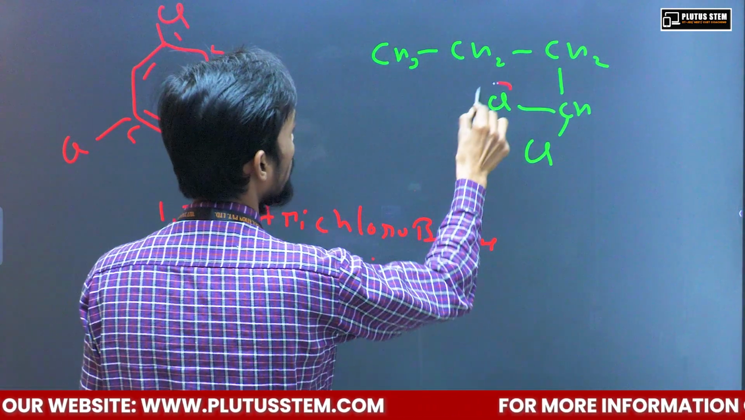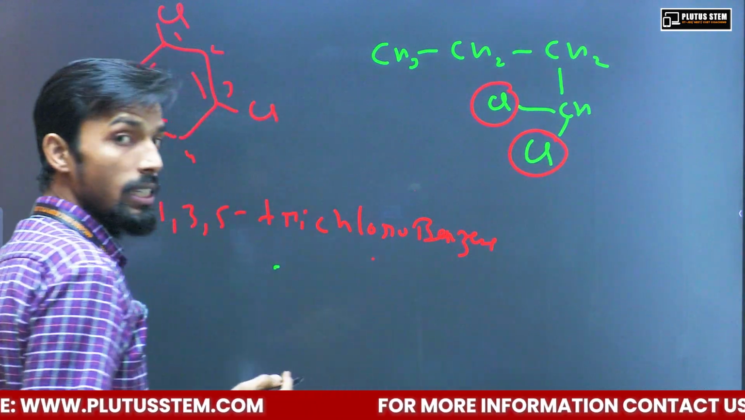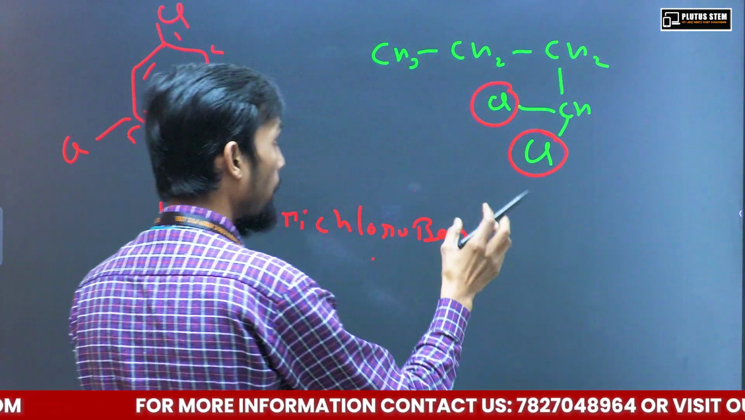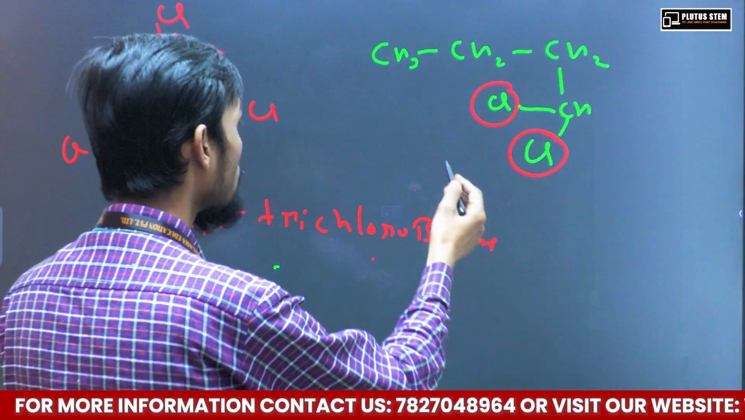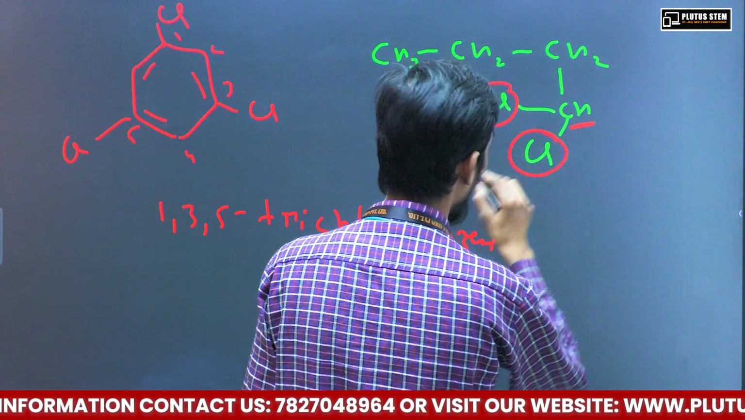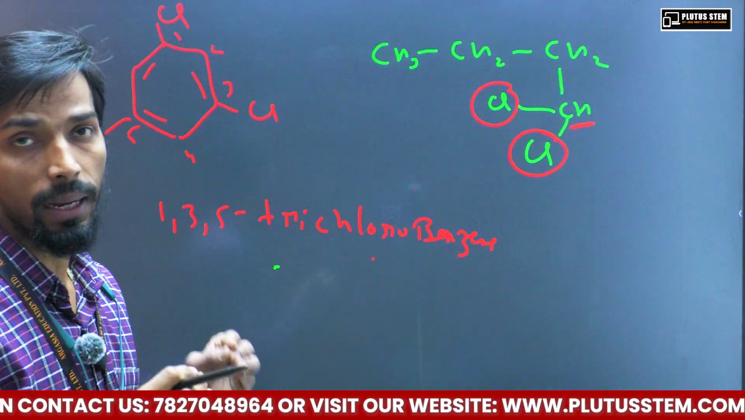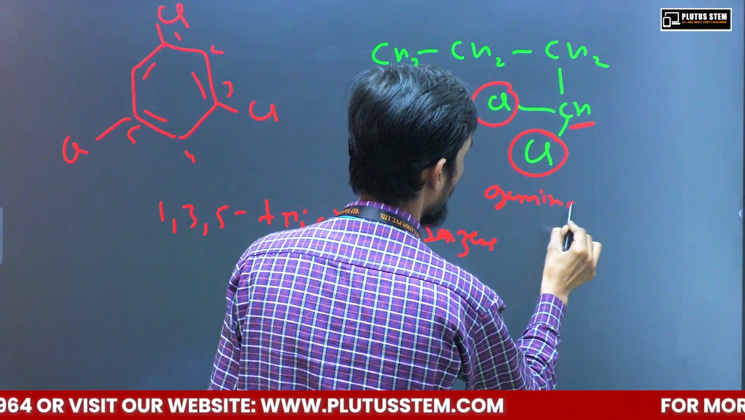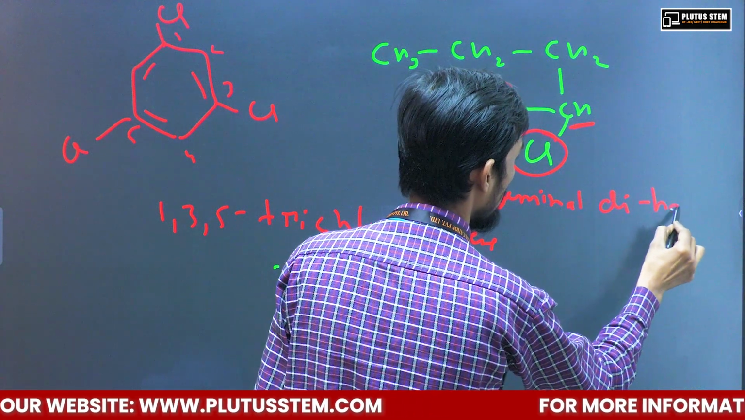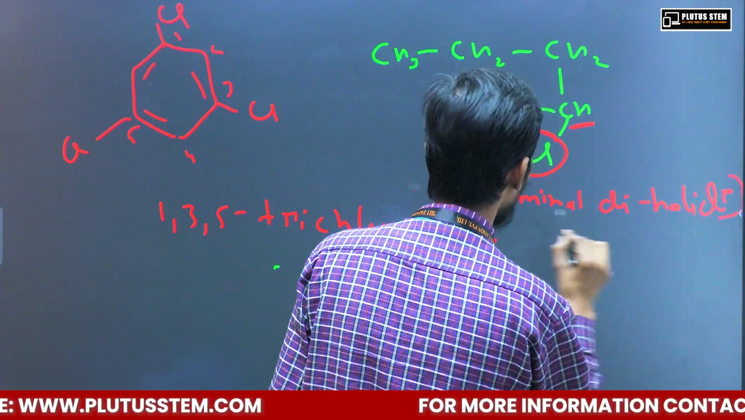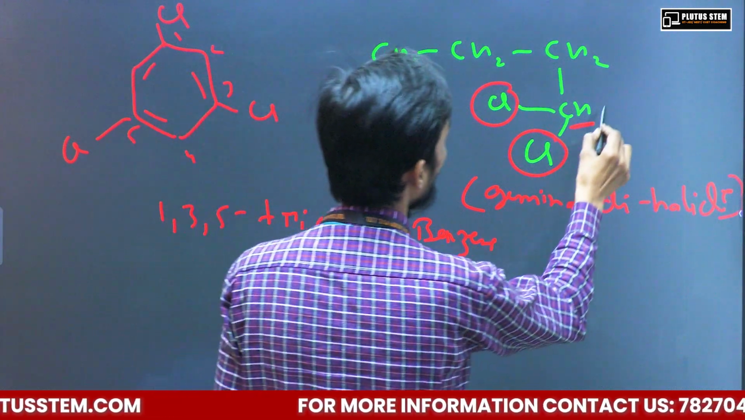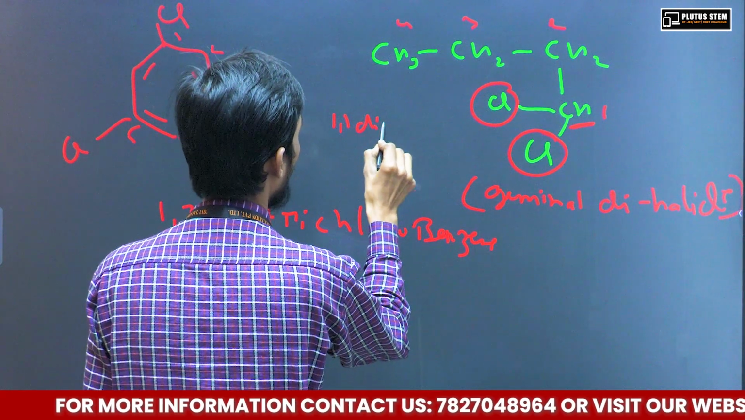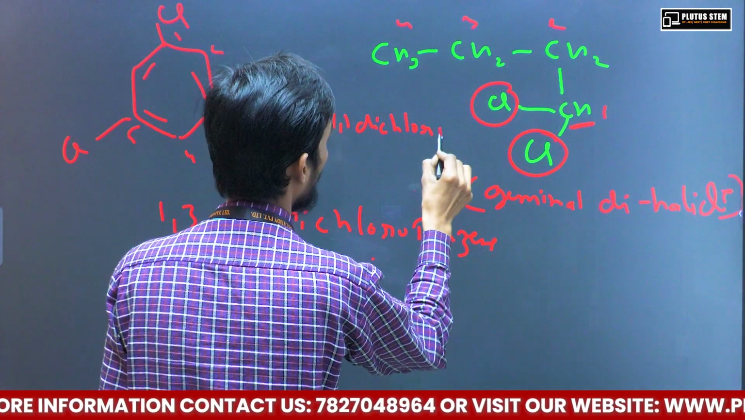This compound is containing two Cl groups. This is geminal. I have promised that we are going to discuss this also. This is geminal, which means when the halogen or any group is attached to the same carbon, this is known as geminal dihalide. So the name will be 1, 2, 3, 4: 1,1-dichlorobutane.